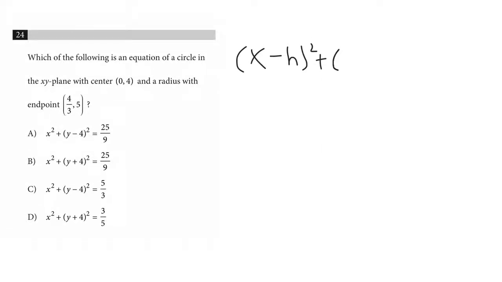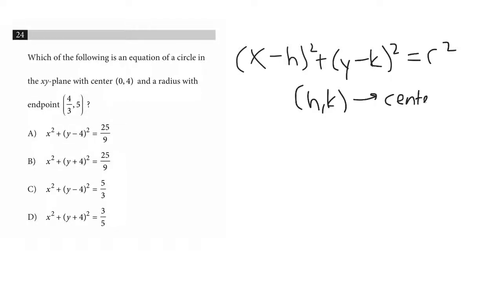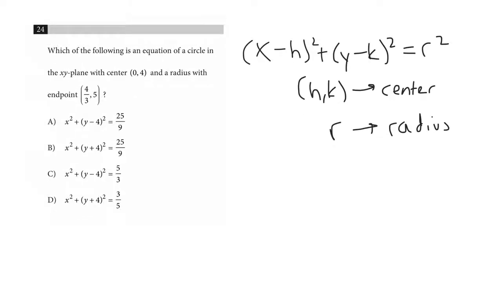(y minus k) squared equals the radius squared, and it is the case that (h, k) is the center, and r is the radius. Okay, so the bottom line is we would totally know the equation of this circle if we just knew the center and we just knew the radius, because then we would just plug it right in.